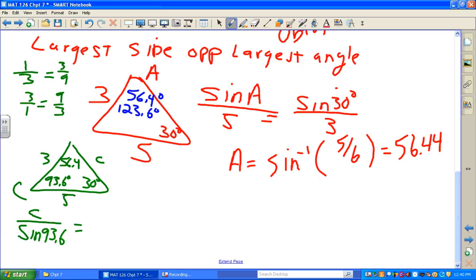How do you know which angle to use for that? You always use the side opposite the angle. 93.6, because we don't know if it's 123 or 56. So we're using 56.4 right now to see if it works. So I'm going to do 5 over the sine of 56.4. What does it equal?